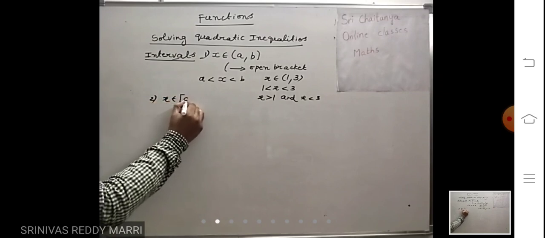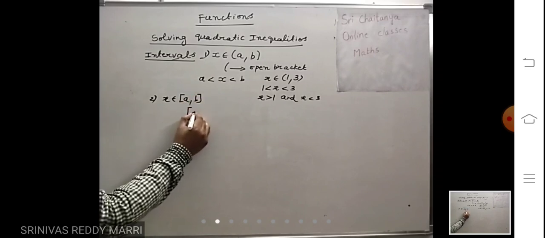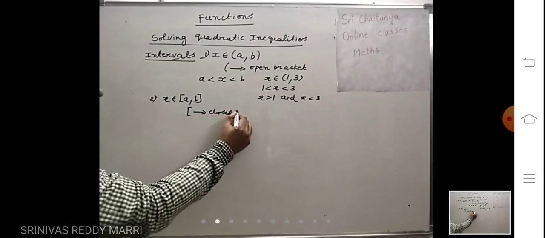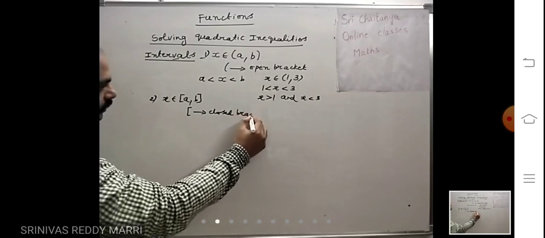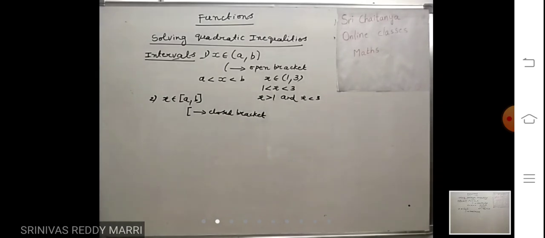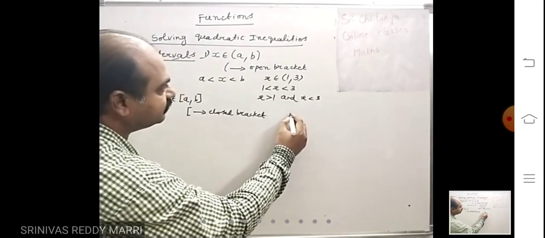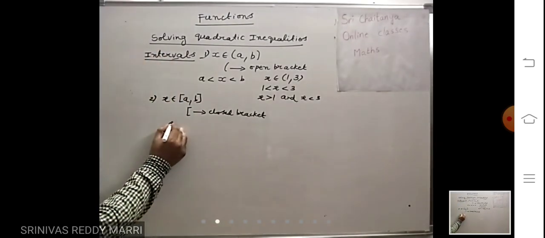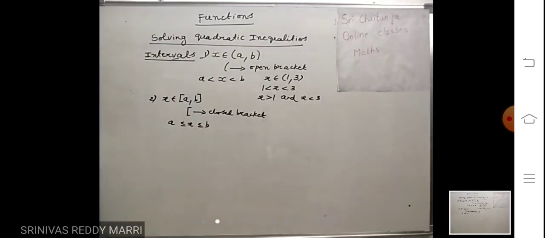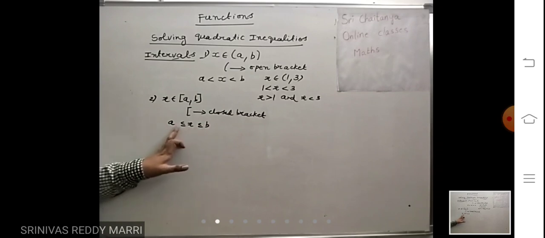Second, look at X belongs to [A, B]. This bracket is called a closed bracket. This bracket means A will be there; X will take the value of A also. This means that A is less than or equal to X, less than or equal to B. X lies between A and B, and X will take the value of A as well as B.